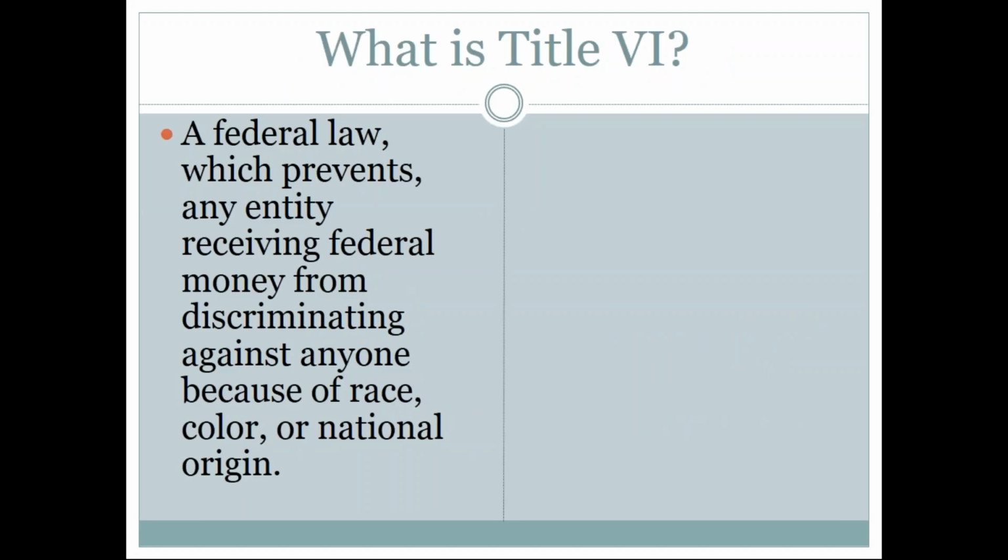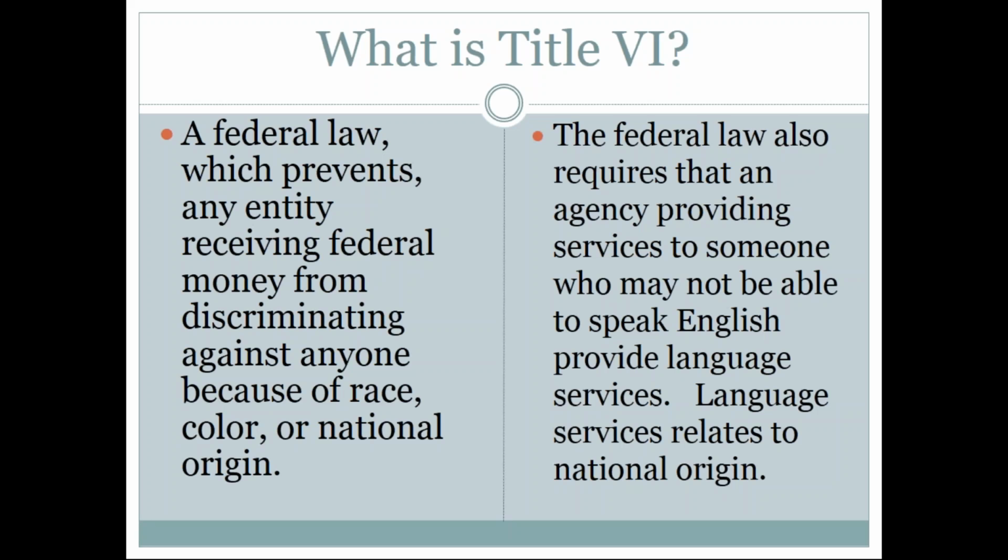So, what is Title VI exactly? It's a federal law that prevents people, organizations who are receiving any type of federal funding or assistance from discriminating against a client because of race, color, or national origin. And this law also requires that agencies providing services to someone who may not be able to speak English provide language services. And in this case, in the law, language relates to that national origin provision. So Title VI is really about non-discrimination on the basis of race, color, or national origin.